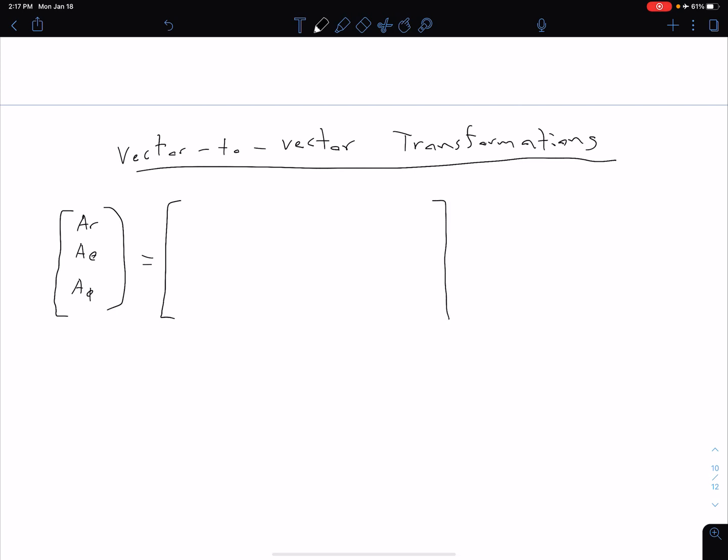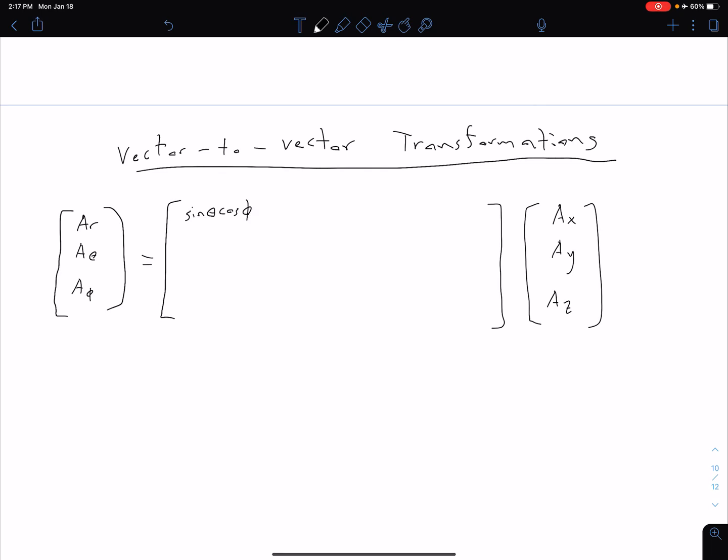I'm going to leave myself a little bit more room because our components are going to be a bit longer. And we're multiplying this by A_x, A_y, and A_z, so our Cartesian components. So the trig is a little bit harder to follow, and actually let me give myself a little bit more space here. Let me just scoot that over. But what it ends up being, our end result, is in our first row, for our first term, we have sine theta times cosine phi. Our second term is sine theta sine phi. Our third term is cosine theta.